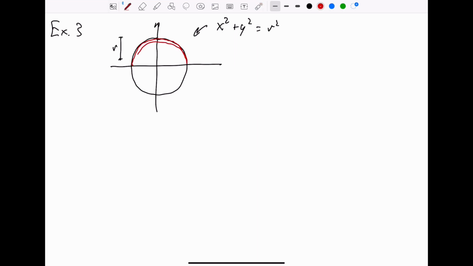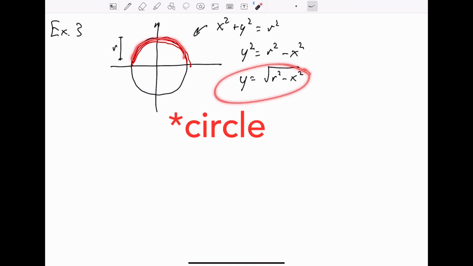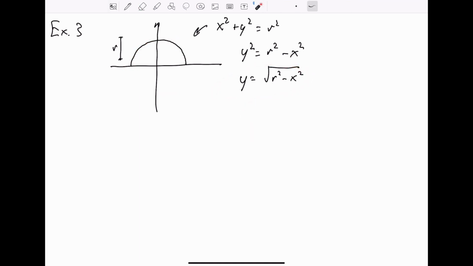And we can obtain this by solving the given equation for y. So I can write y squared equals r squared minus x squared. So y equals the square root of r squared minus x squared. This equation gives us the top half of the sphere. So we get this here. This is the equation y equals the square root of r squared minus x squared. We will revolve this equation about the x-axis to form the entire sphere.